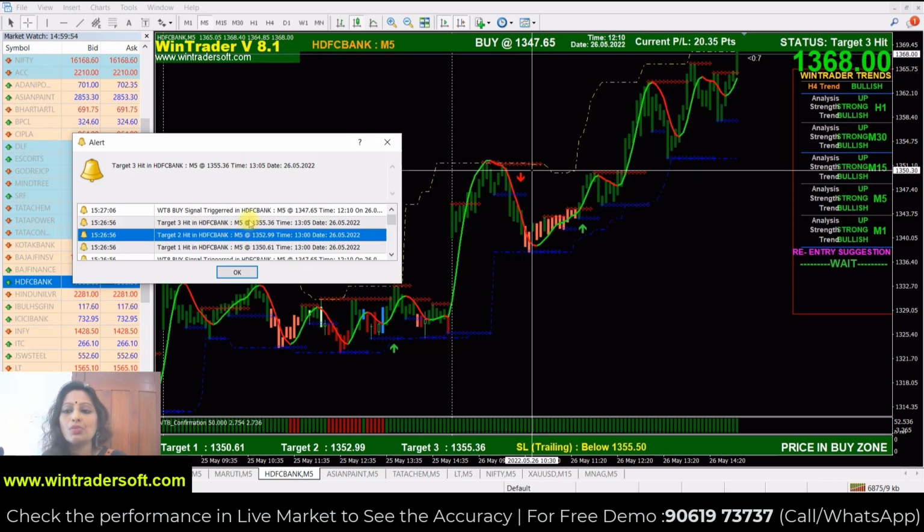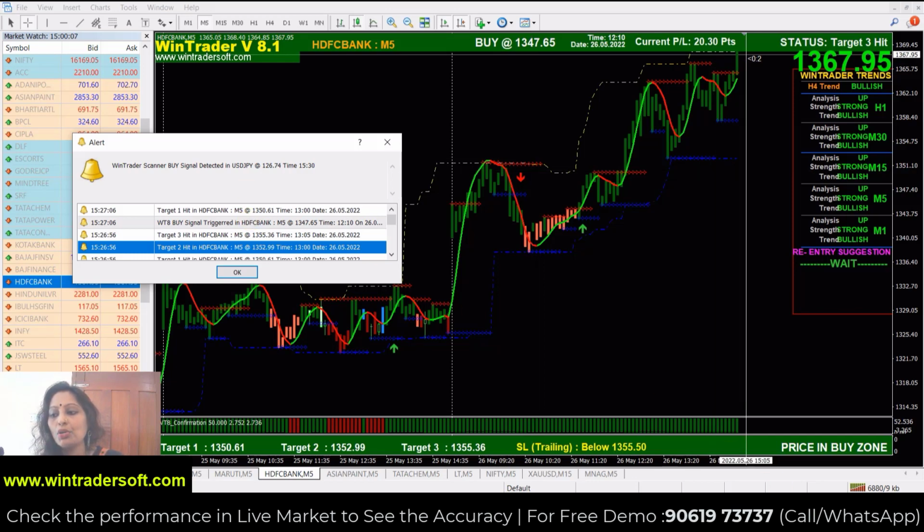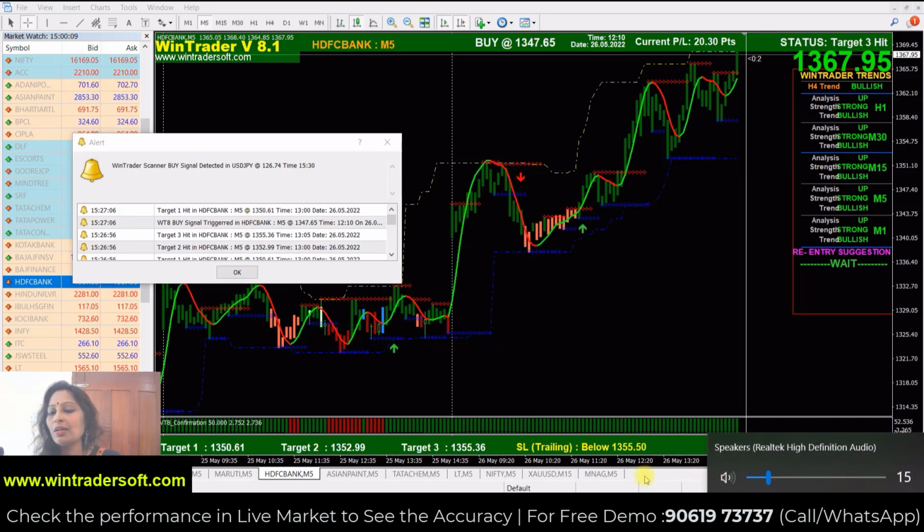But as you know, the software gives automatic signals, but we don't need to take all the signals. First we have to check the confirmation of the signal. If the signal is confirmed, then only we can take the position. Checking the confirmation is very easy and simple. I will show you how to pick the confirmed signal.